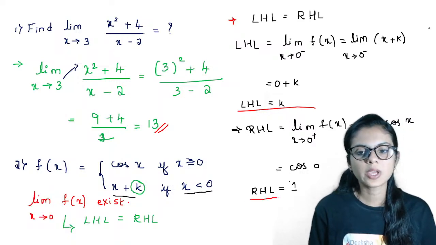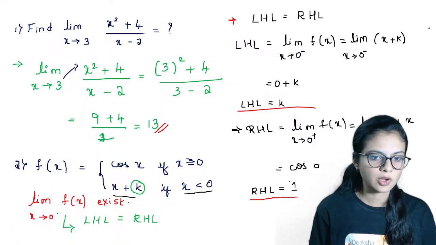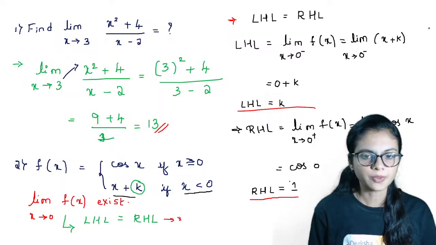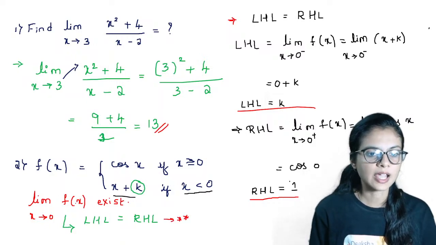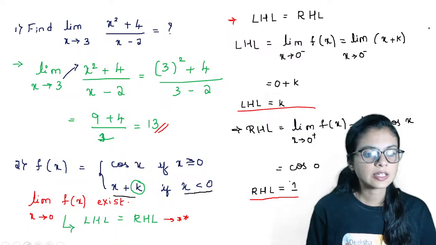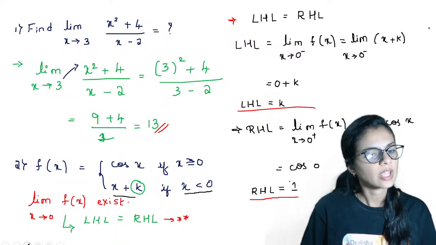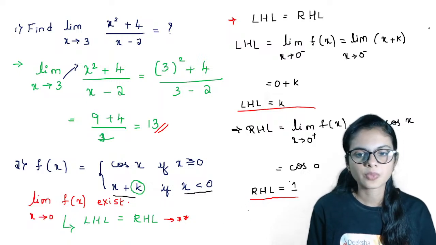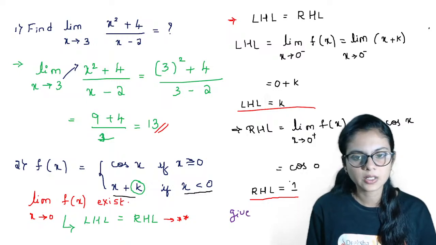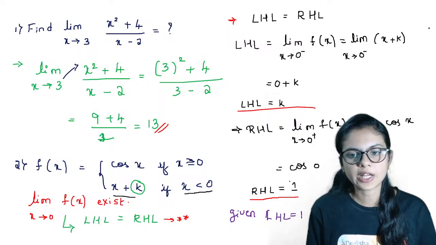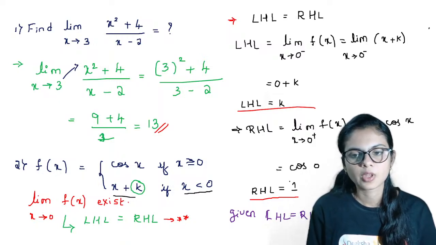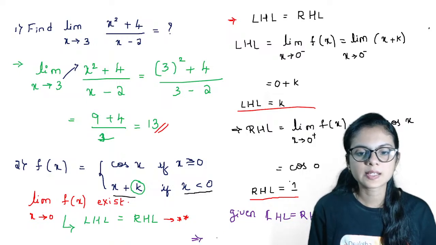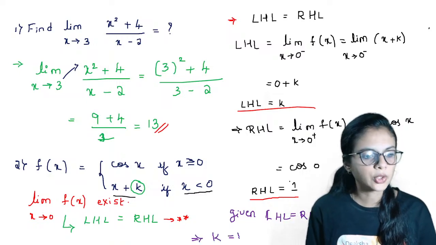So now we got the LHL and RHL values, because they have said the limit exists. When the limit exists, LHL will be equal to RHL. So we can conclude that, given LHL equal to RHL, that implies the k value is equal to 1.